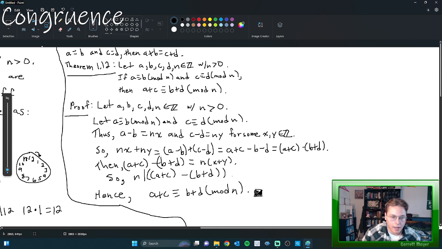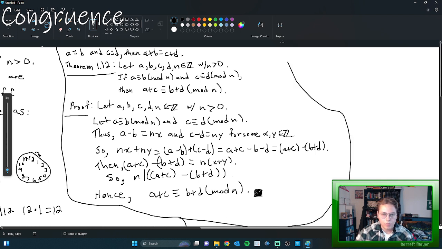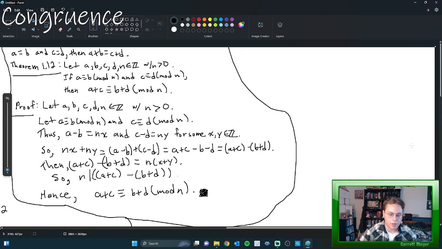So we can see that basically with congruence, if you add two congruent numbers together, you also get a congruent number. So that will be that theorem. And next, let's look at what happens if we do the same thing, but we do it with subtraction.